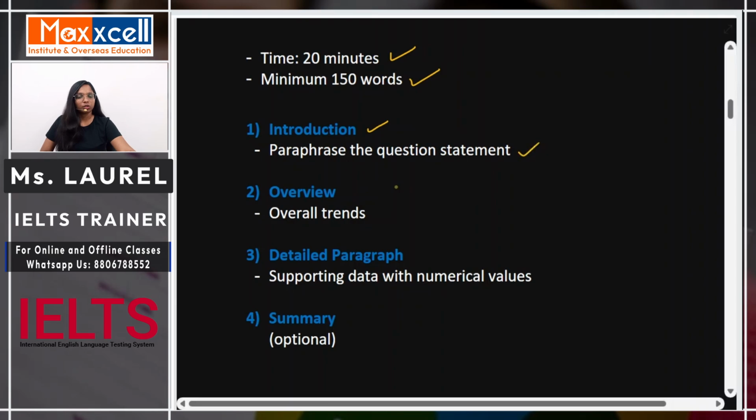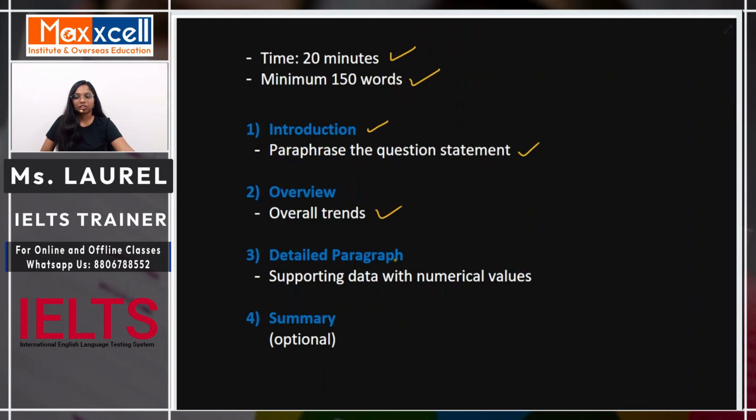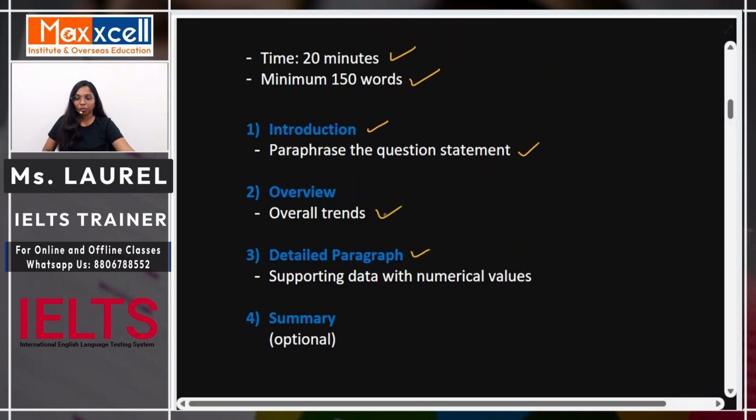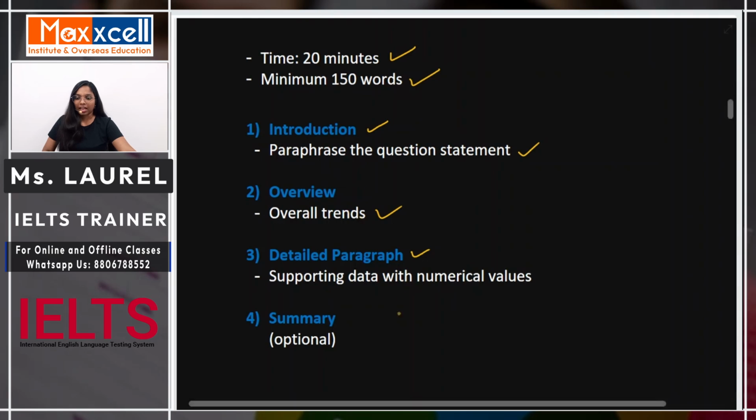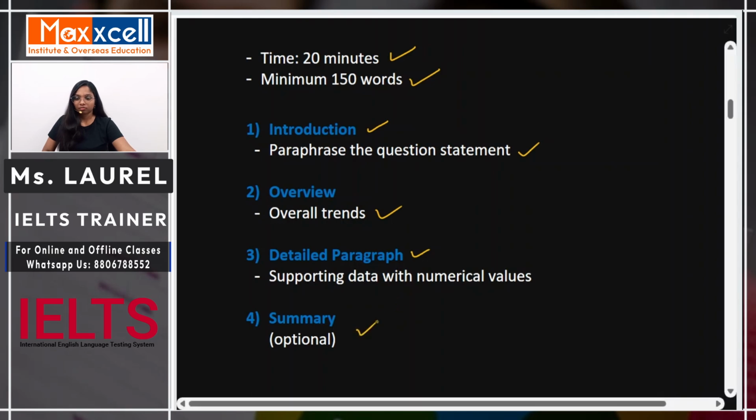Then coming to the overview, as we know, we need to do the overall trends, around 2 to 3 points of it. Then we have to do the third paragraph where we talk about the details, and these details need to support the overview, that is the overall trends. And last we have the summary, which is completely optional.